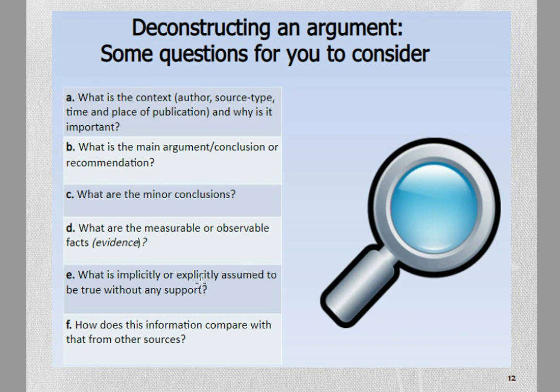assumed. So when we say implicit, you are talking about something hidden, and explicit, something seen. And when we ask this kind of question, what is implicitly or explicitly assumed to be true without any support, and how does this information compare with that from other sources? So you check this kind of question, how we deconstruct, how we divide them, how we break them down.